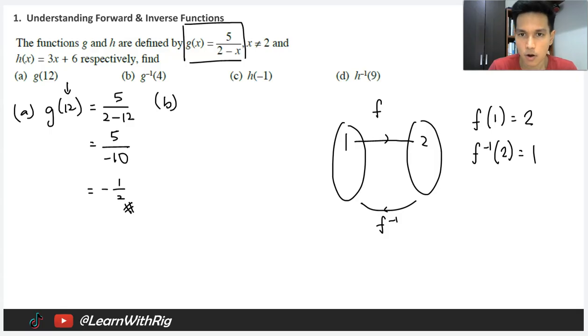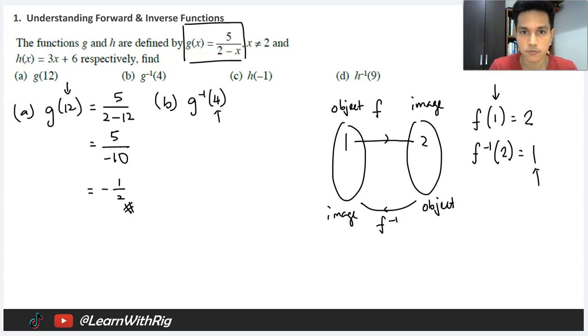What you can understand is that the object for f is actually the same as the image of f inverse. Okay, so the object of f is actually the same as the image of f inverse. Understand this. And on top of that, the image of f is actually the same as the object of f inverse. Okay, so looking at this question, they're asking you what is g inverse of 4.